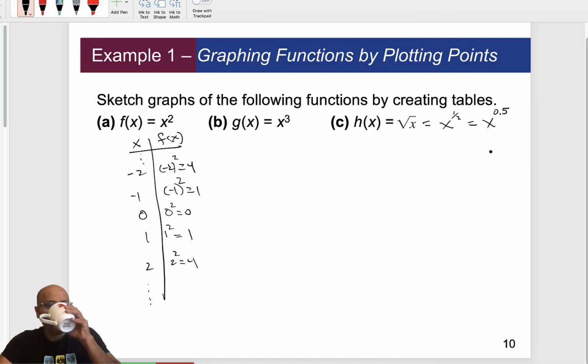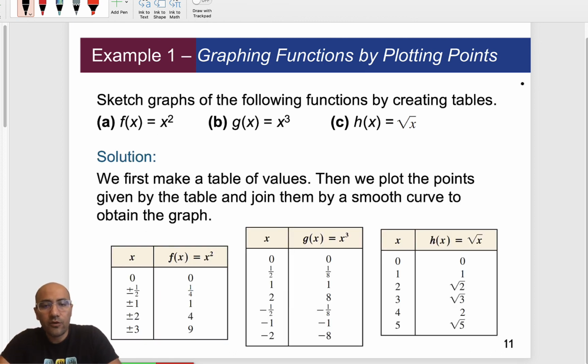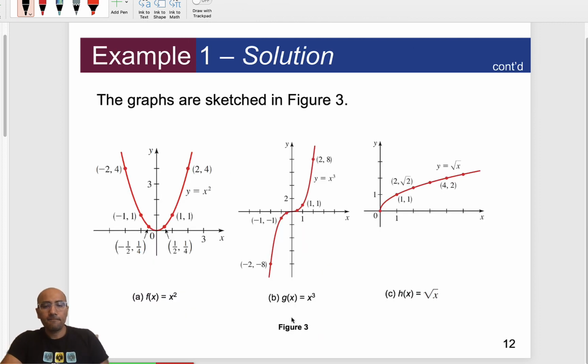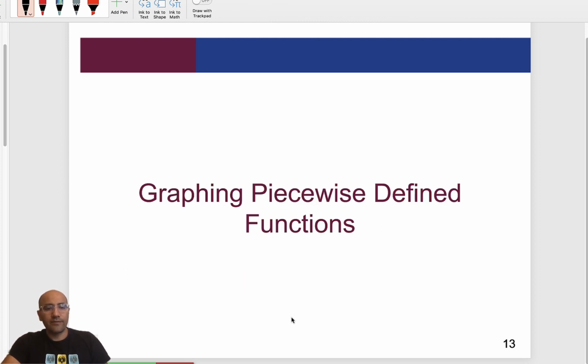Good. We can do the same thing for x cubed. We can do the same thing for the square root of x. We can create a table, evaluate this equation for different input values, get an output value, graph all of these ordered pairs, and eventually you see that we get the shapes, graphs of those functions. So here they are. Good. Questions, comments, issues?